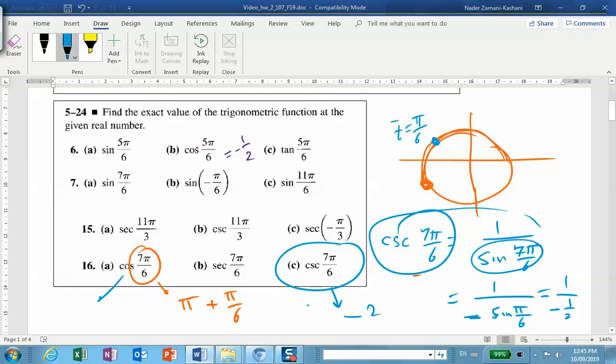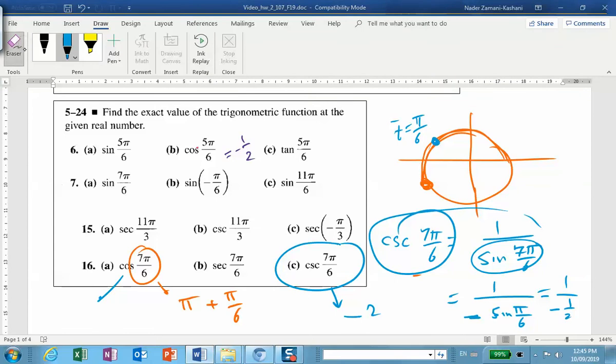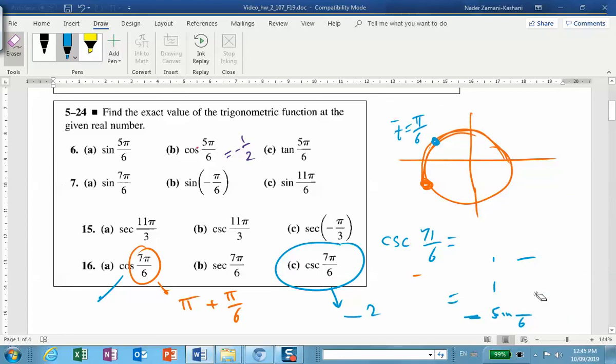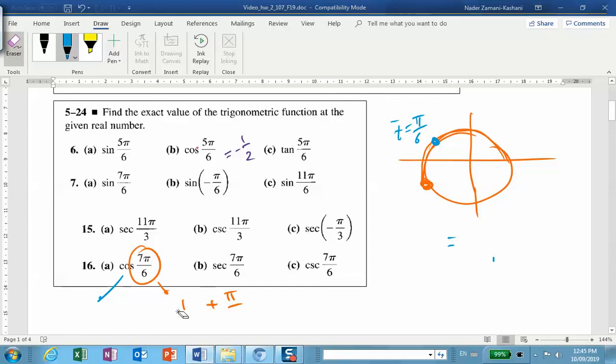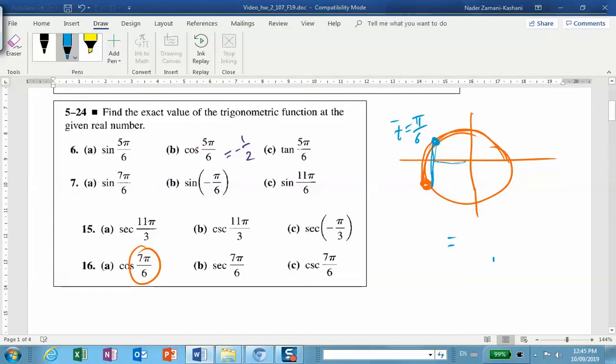Now we're going to go and do the other ones, namely A and B. Okay, so let me erase all of this. All of this goes. And we got the answer here. Okay, good. So let's do this one now. 7 pi over 6 landed you here, and the reference number for it is pi over 6. And look at the value of the cosine. They have the same value.